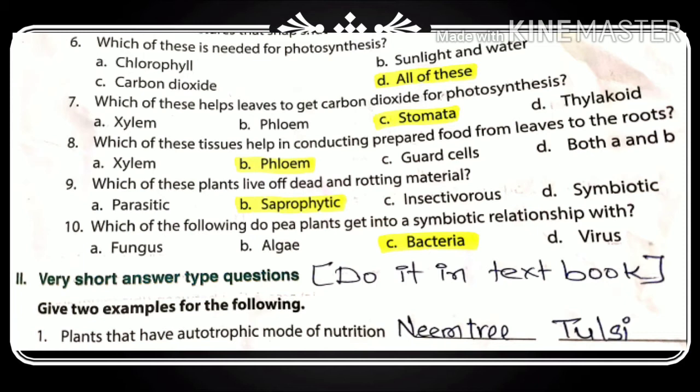The first one is, give two examples for the following. Plants that have the autotrophic mode of nutrition. Now we do have varieties of plants around us that do the autotrophic mode of nutrition. So write down any two. For example, neem tree and tulsi.